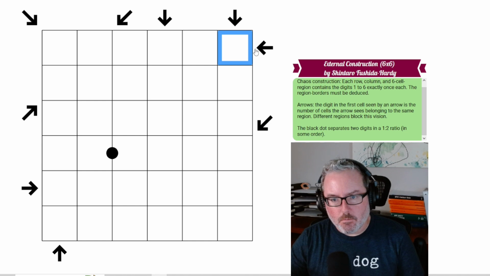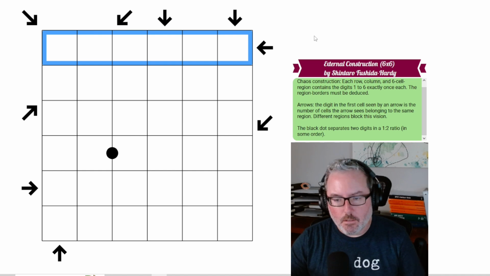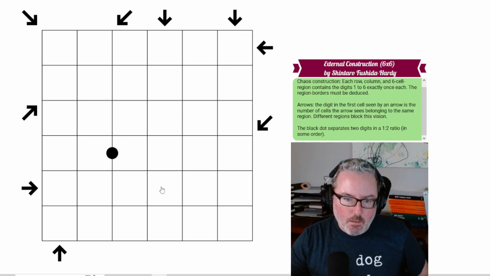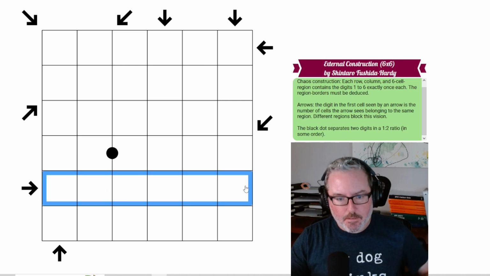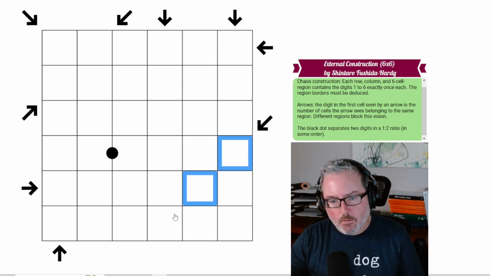Like if we were to look at this one, this arrow could see all 6 of them if it wanted to, notwithstanding other arrows that are in the region as well. This one would probably be a better example to say that this one could see all 6 if it wanted to. These probably not, but this one can only see 3.